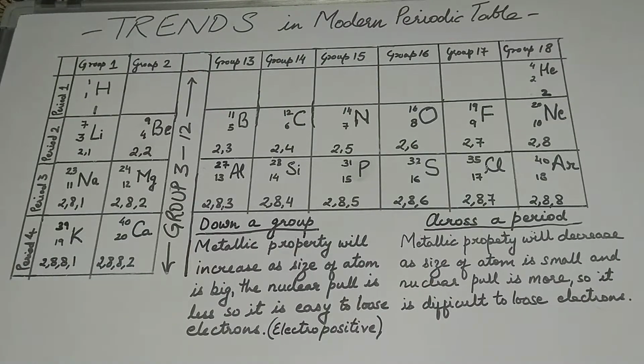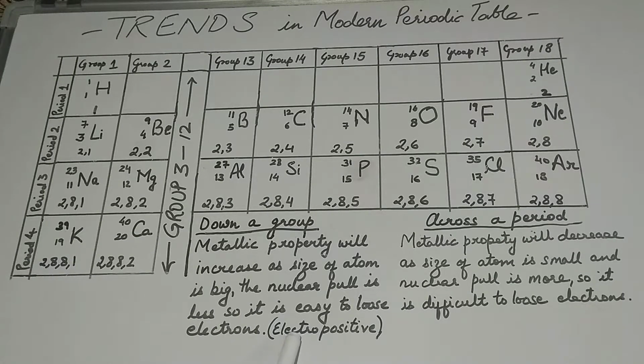Moving on to the third property, metallic and non-metallic property of the elements. First we'll discuss the metallic property. Metallic property down a group is going to increase because the size of the atom has become bigger. Just now we said shells become more, so the size becomes bigger, which means that the nuclear pull has become less. If the nuclear pull is less, it will be easy for the atom to lose electrons. As a result, when you go down a group, the metallic property is going to increase.